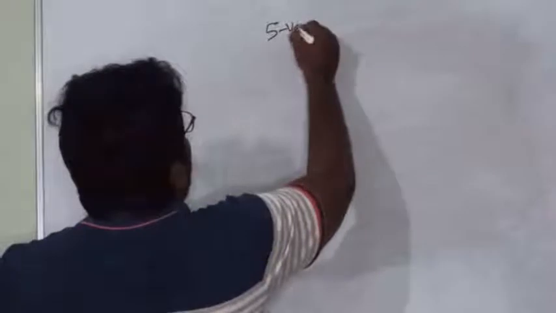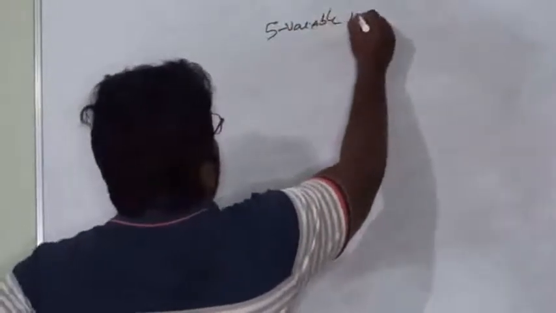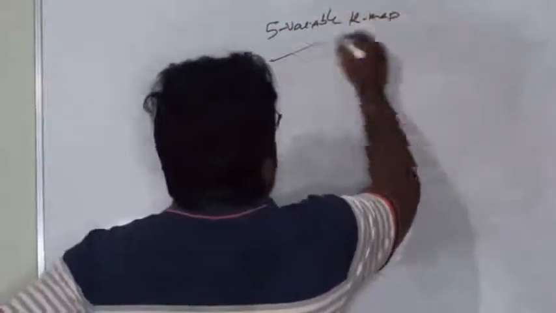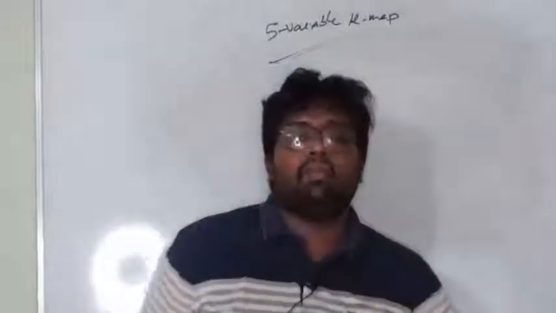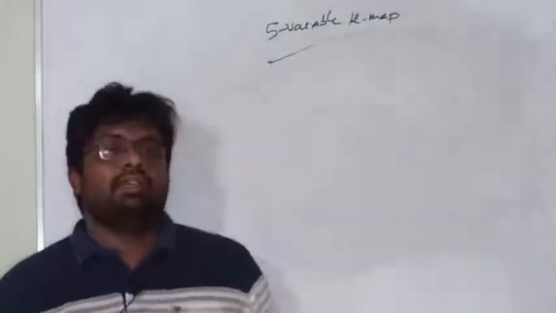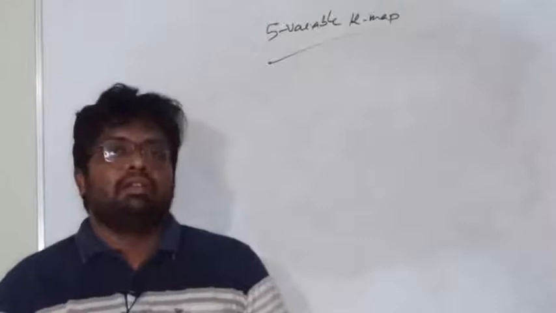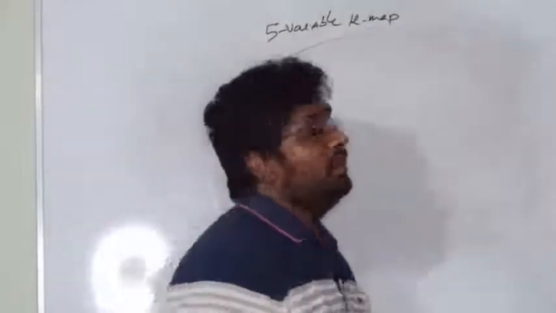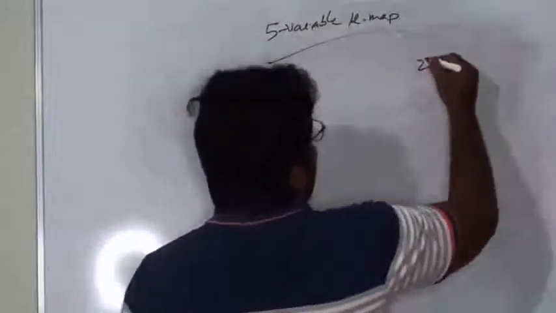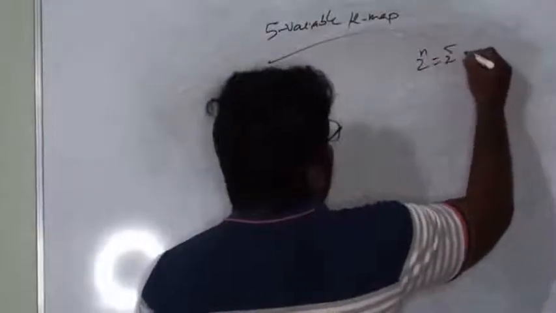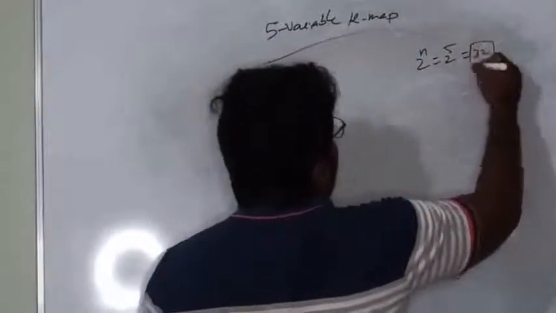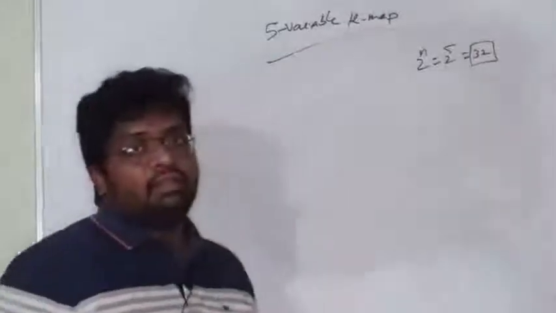So next one is the 5 variable K-map. We have seen 2 variable, 3 variable, 4 variable, right? So now let us see the 5 variable K-map. For a 5 variable K-map, we will be having 2 power n, that is equals to 2 power 5, that is equals to 32 squares, right?